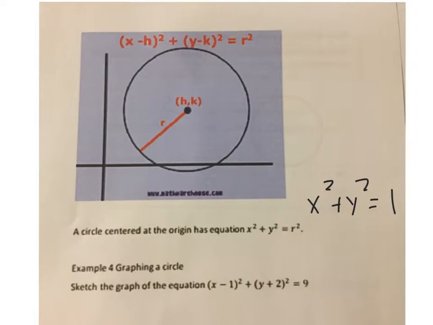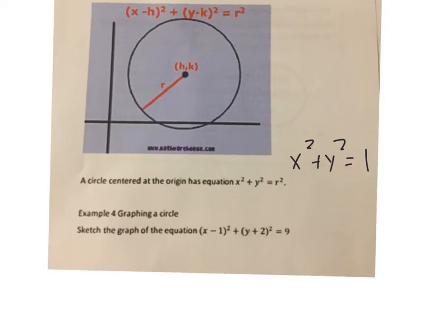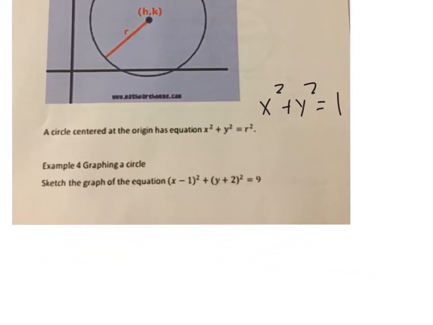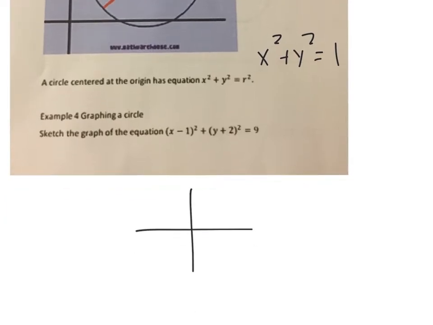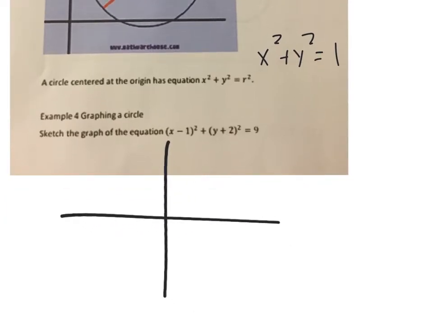Sketch the graph of the equation x minus 1 squared plus y plus 2 squared equals 9. So again, your homework is going to have a nice circle graphing tool. You will choose the circle tool that they've got. You click where the center is, and then you drag the radius out. It's so nice how it works. It really is kind of neat. But for our case, I don't have a graphing tool. I've got a good old XY plane here. Coordinate plane, Cartesian plane.